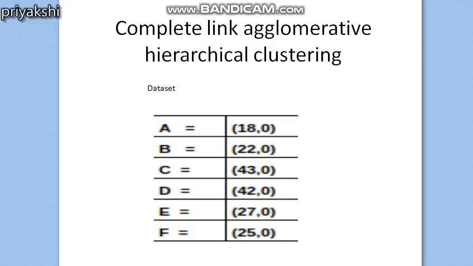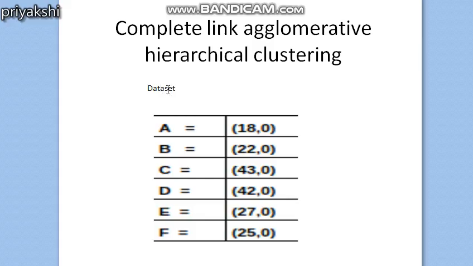complete link agglomerative hierarchical clustering, which is known as max, in which whenever we merge two clusters, we take the maximum distance between the two clusters, or the furthest points between the two groups of values. So let's see with the help of an example.